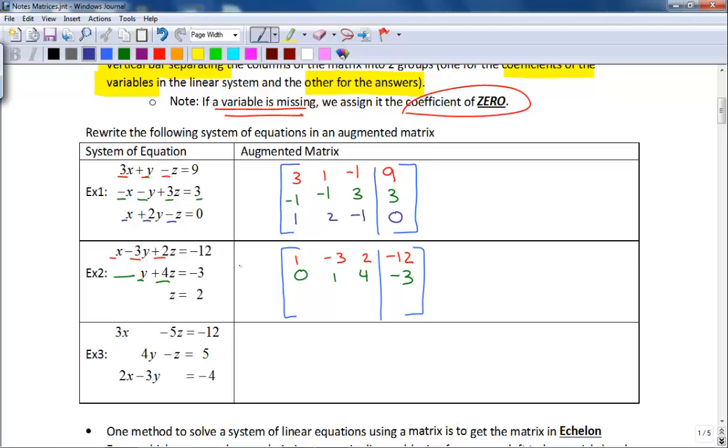Last row, the last equation. I don't have an x term, nor do I have a y term, so I have to put zeros in for x, zeros in for y. The coefficient of z is 1, answer of 2. So the augmented matrix that represents the linear system for example 2 is 1, negative 3, 2, negative 12, 0, 1, 4, negative 3, and 0, 0, 1, 2. Again, everywhere we were missing a variable, we had to have a 0 placeholder.